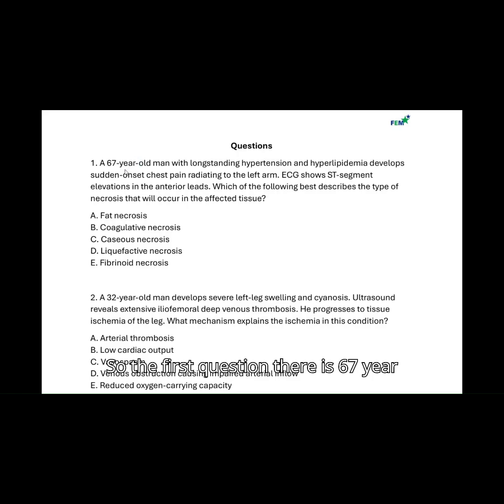So the first question there: a 67-year-old man with long-standing hypertension and hyperlipidemia develops sudden onset of chest pain radiating to the left arm. So he has hypertension and hyperlipidemia, and now he's having sudden chest pain radiating to the left shoulder. So that's concerning for cardiac ischemia, right? EKG shows ST elevation in the anterior lead, right? So if you see ST elevation in the anterior lead, you worry about what? LAD occlusion. Which of the following best describes this type of necrosis that will occur in the affected tissue?